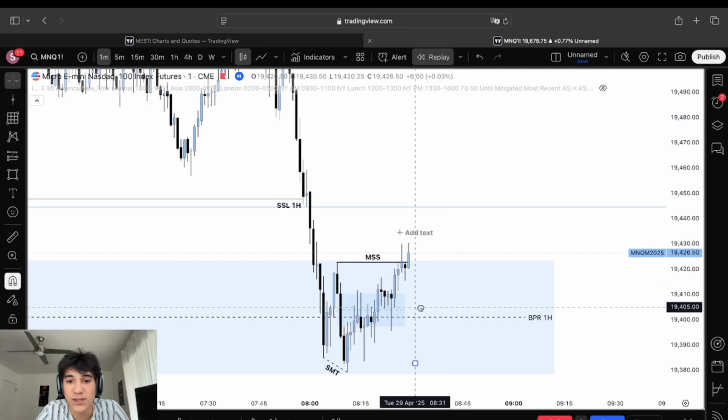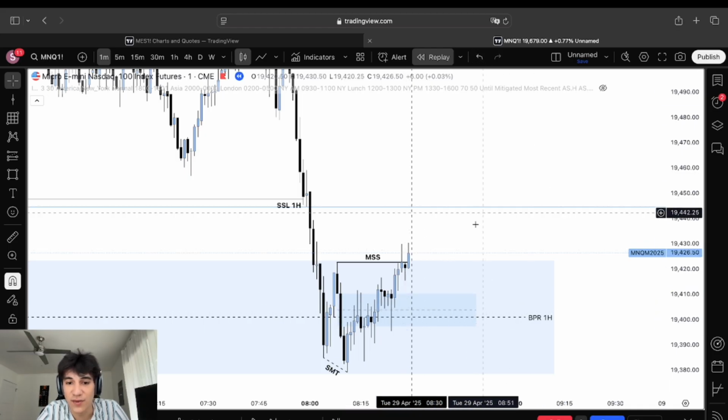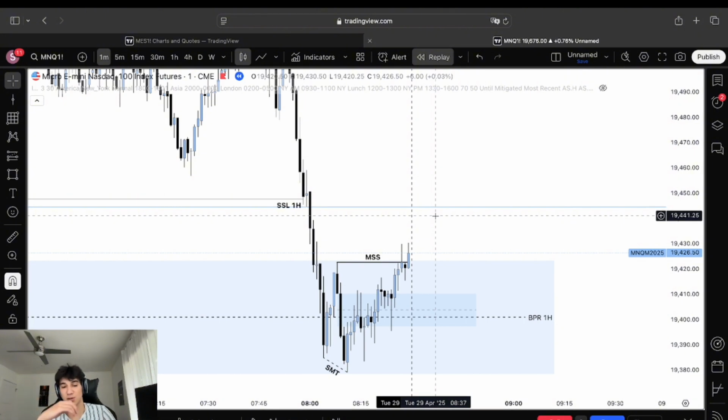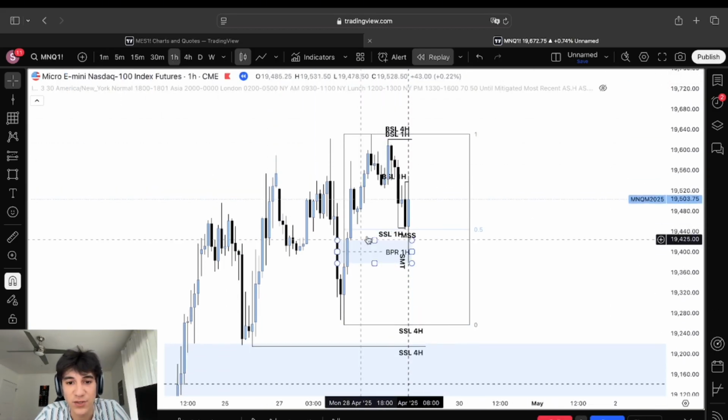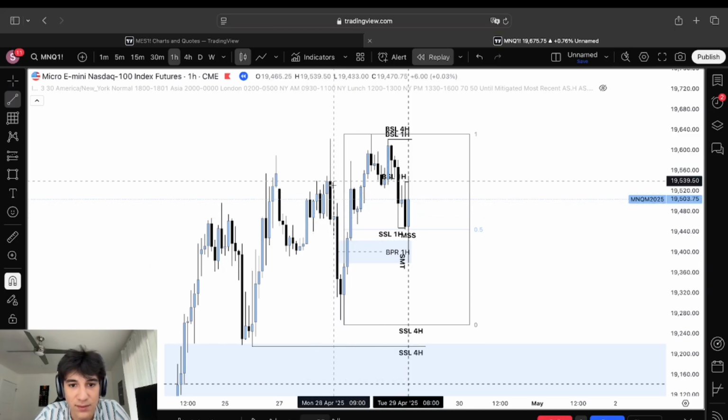And then I will want to see a retracement into this original inverse fair value gap that's in discount. So pretty much what I'm doing here is I'm trading this external model. So I'm trading the inverse. We get it. Look, we see we get a market structure shift, right?